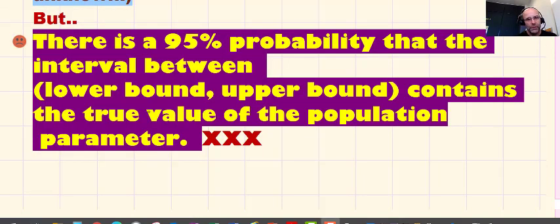Now, what not to do. This is the first misconception here, and a quote: there is a 95% probability that the interval between lower bound and upper bound contains the true value of the population parameter. That is not an appropriate way of using this idea of confidence interval. It is not a 95% probability. We would expect 95% of all future samples to contain the true parameter, but that doesn't mean there's a 95% probability that it's in there. It's either in there or it's not. So we do not say 95% probability.